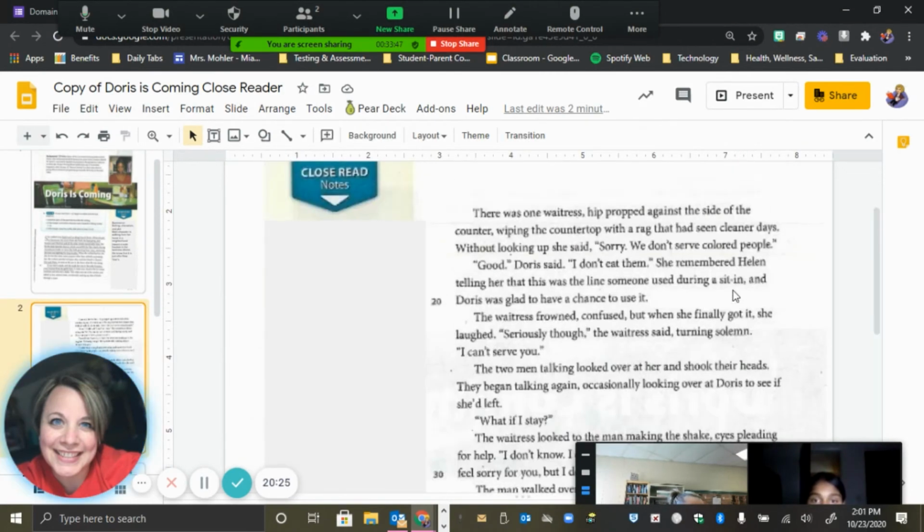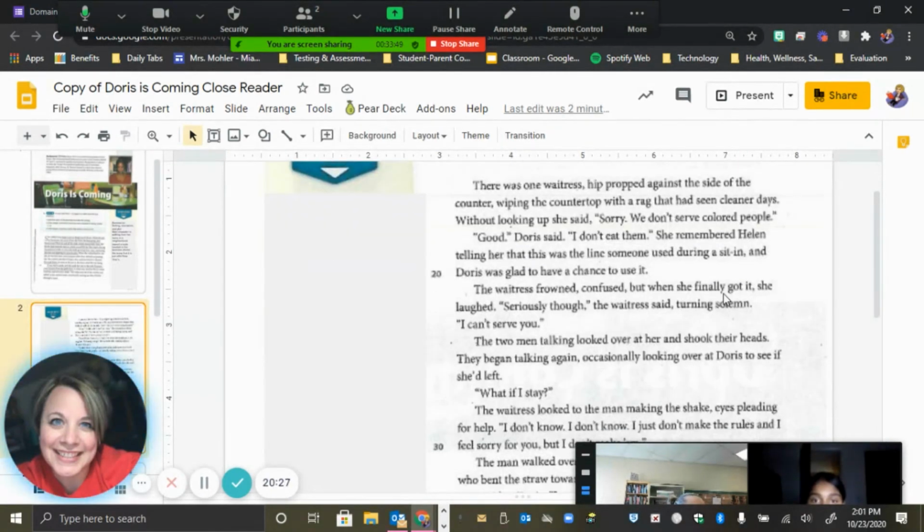There we go. There was one waitress, hip propped against the side of the counter, wiping the countertop with a rag that had seen cleaner days. Without looking up, she said, "Sorry, we don't serve colored people." "Good," Doris said. "I don't eat them." She remembered Helen telling her that this was the line someone used at a sit-in, and Doris was glad to have a chance to use it.